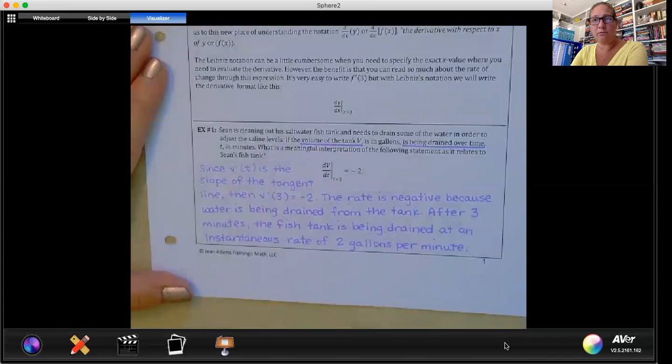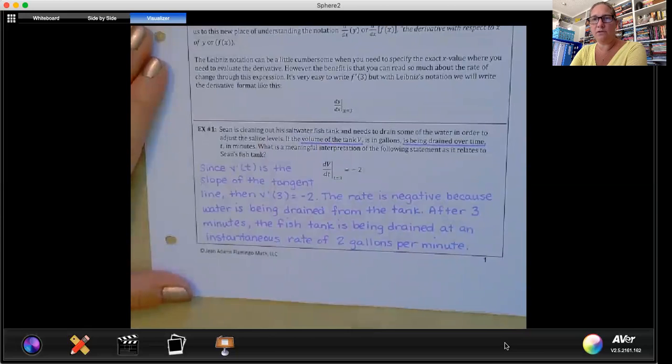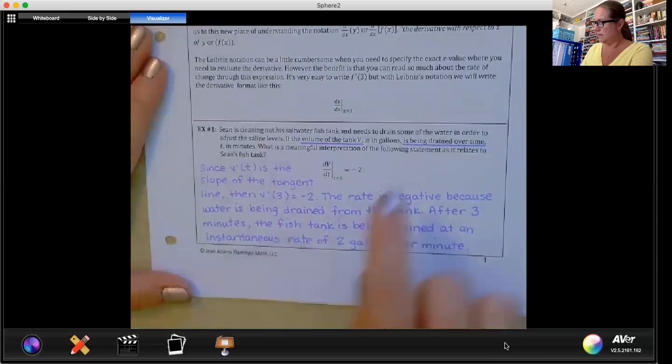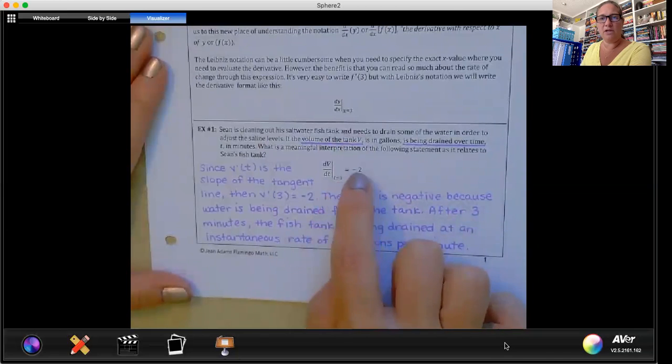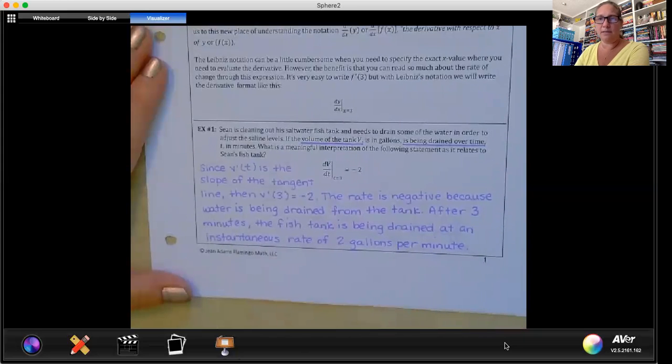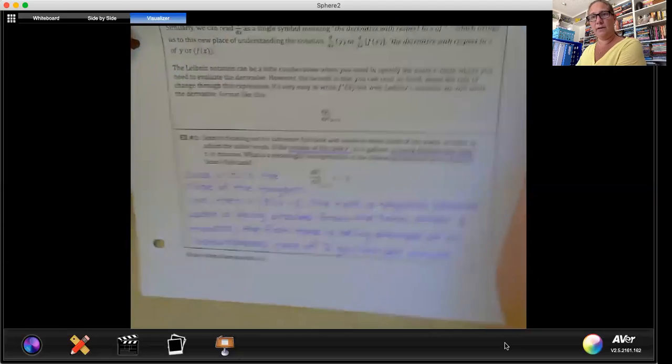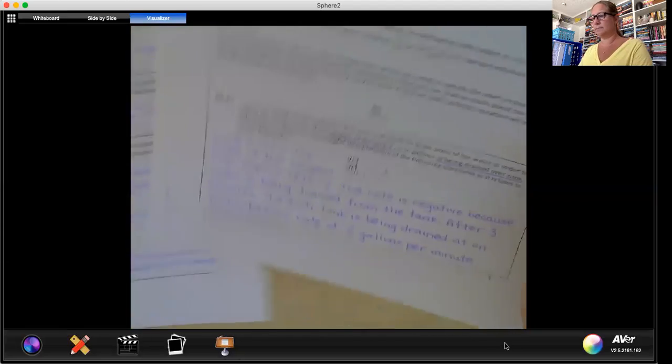What this means, the rate is negative, first of all, because you're draining the fish tank. And then after 3 minutes, the fish tank is being drained at the instantaneous rate of 2 gallons per minute. If that was positive, we would be filling it up. Again, pause your video to make sure you get your notes.